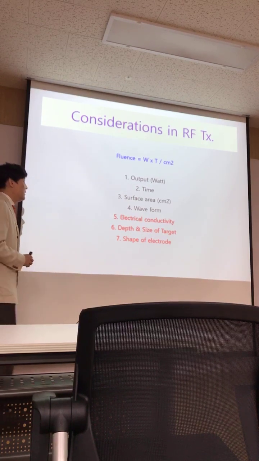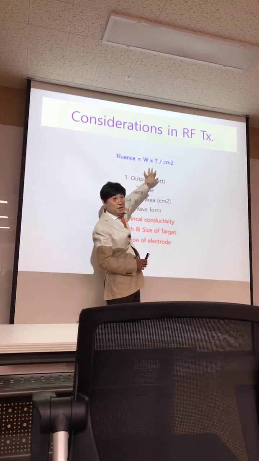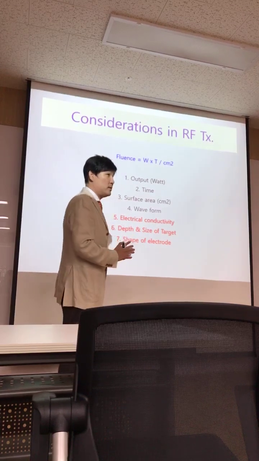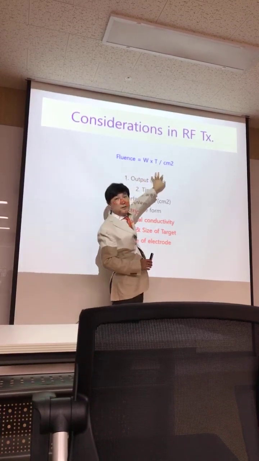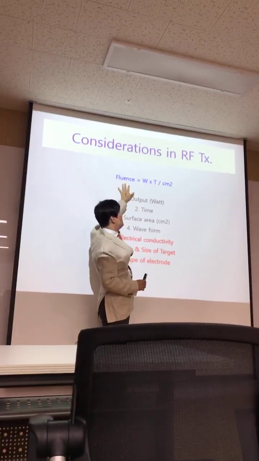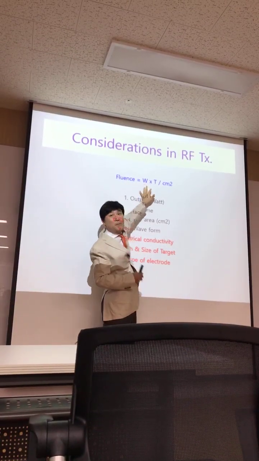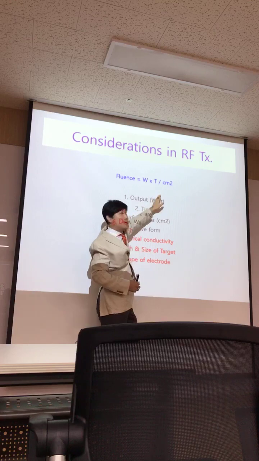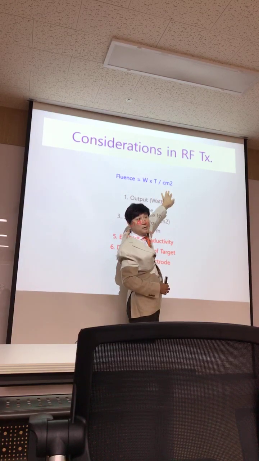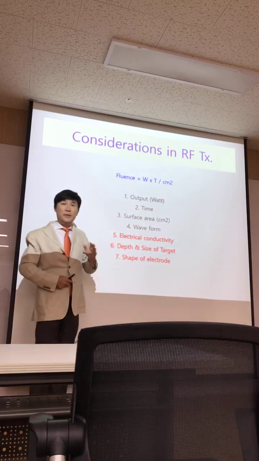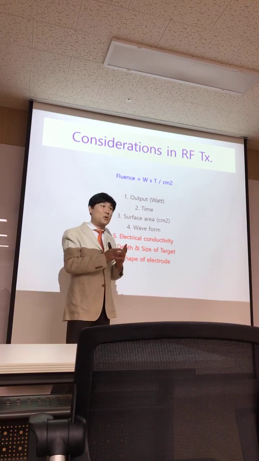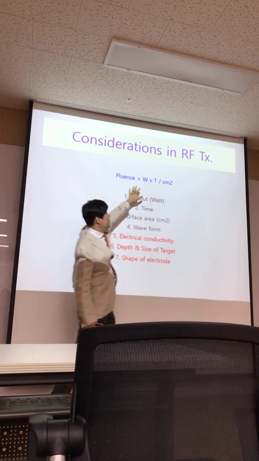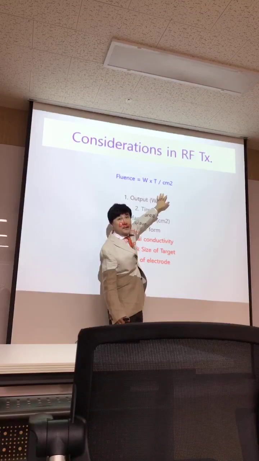Okay, very good. This is the basic physics of every energy-based device, including laser and radio frequency. Fluence correlates with the watt, which is the power generated from the device, and time, and inversely correlates with the surface area. So the fluence is a kind of energy density, or irradiance as we call it. This is the same in every energy-based device.